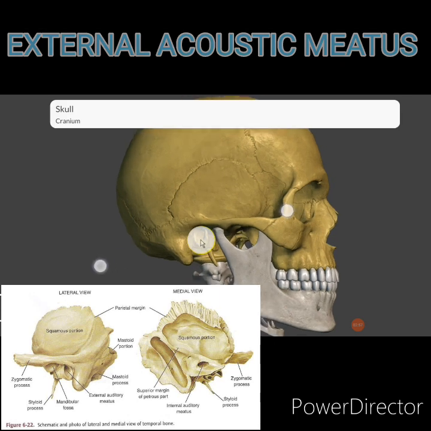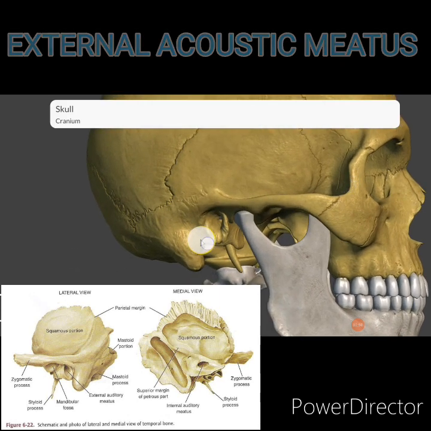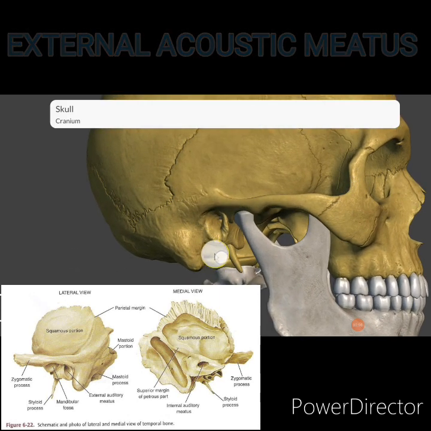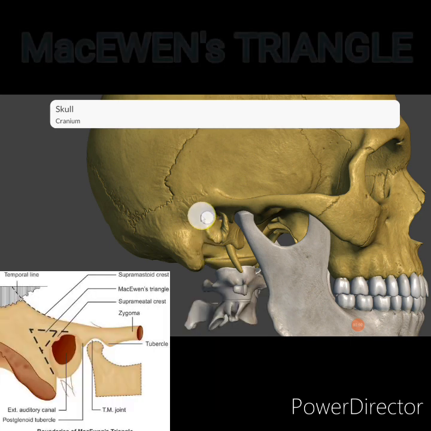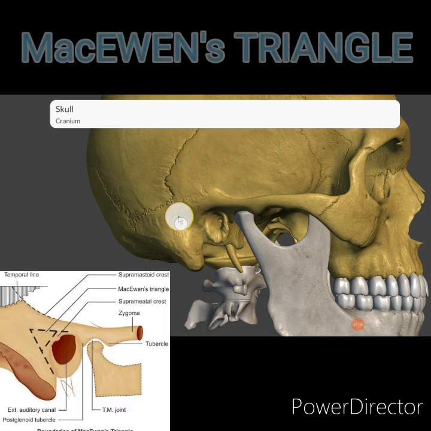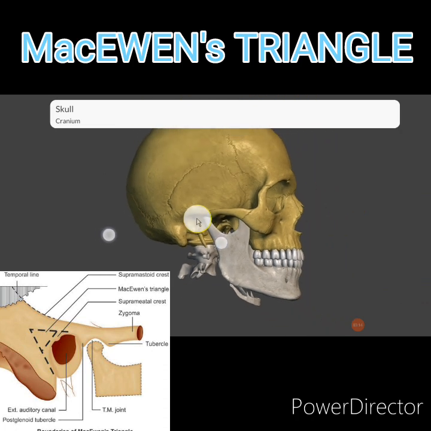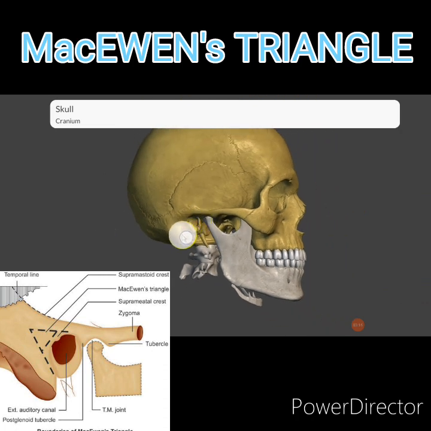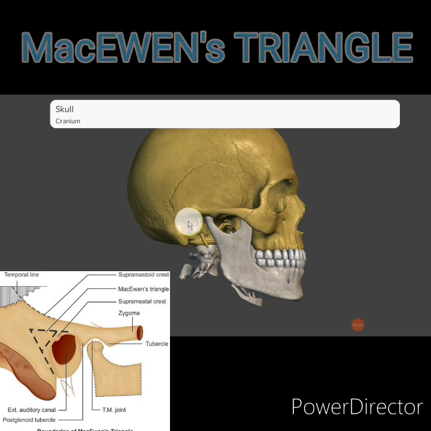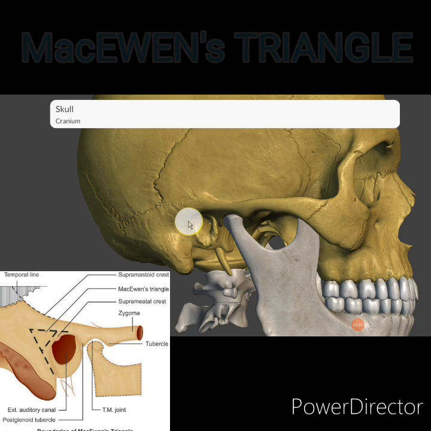There is a depression which is posterior-superior to this meatus, which is called suprameatal triangle or triangle of McEwen. The boundaries of this triangle are above by supramastoid crest, behind by a vertical tangent to the posterior margin of external acoustic meatus, and posterior-superiorly by the external meatus.